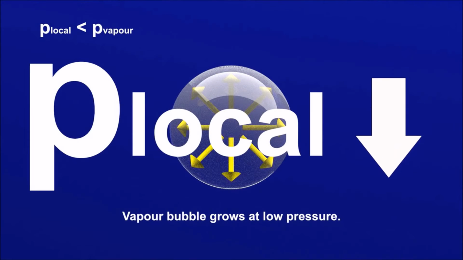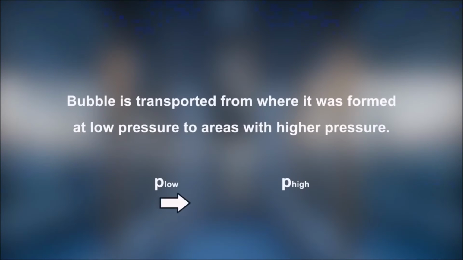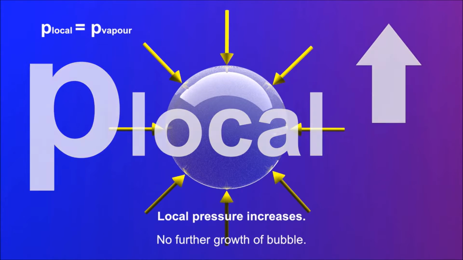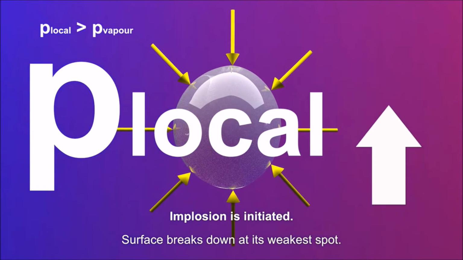If the local pressure decreases below the vapor pressure, water evaporates. A cavitation bubble is forming, is growing larger, and is transported with the flow to a region with a higher pressure. The bubble stops growing. If the local pressure exceeds the vapor pressure, vapor condenses, starting from the bubble's wall.